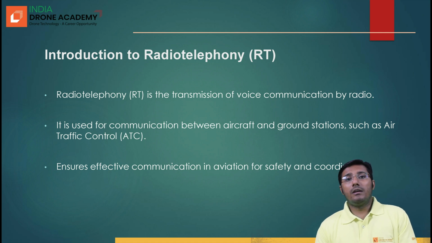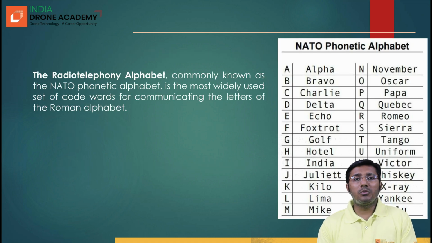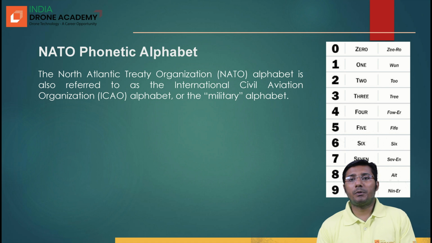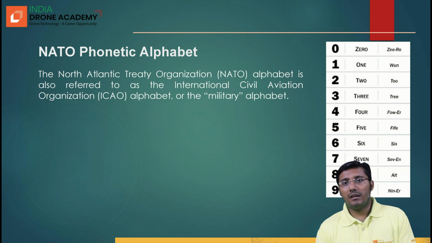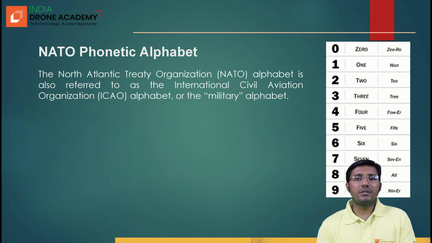During radio telephony, it must be kept in mind that the person who is receiving the message may not have English as his mother tongue. Therefore, it is important to speak clearly and only use standard radio telephony words and phrases. The phonetic alphabet is also referred to as the International Civil Aviation Organization alphabet or the military alphabet. The way we have the NATO phonetic alphabet list, in the same way we have a list for numerals, where 0 is pronounced as zero, 1 as one, 2 as two, 3 as tree, 4 as fower, and 9 is pronounced as niner.